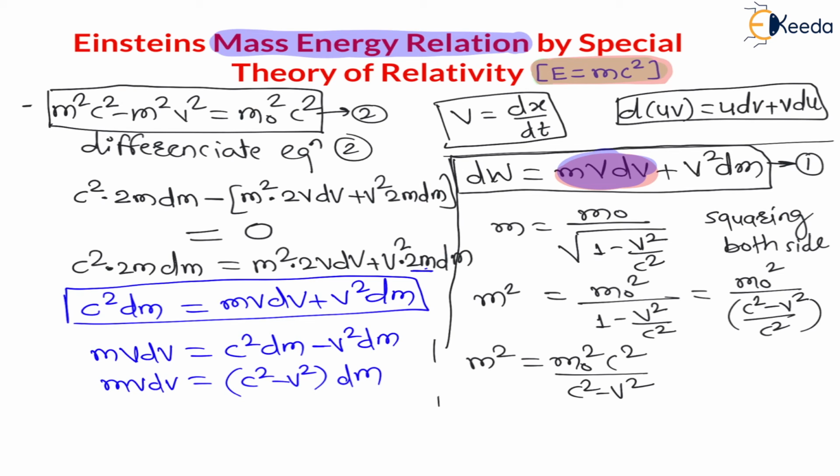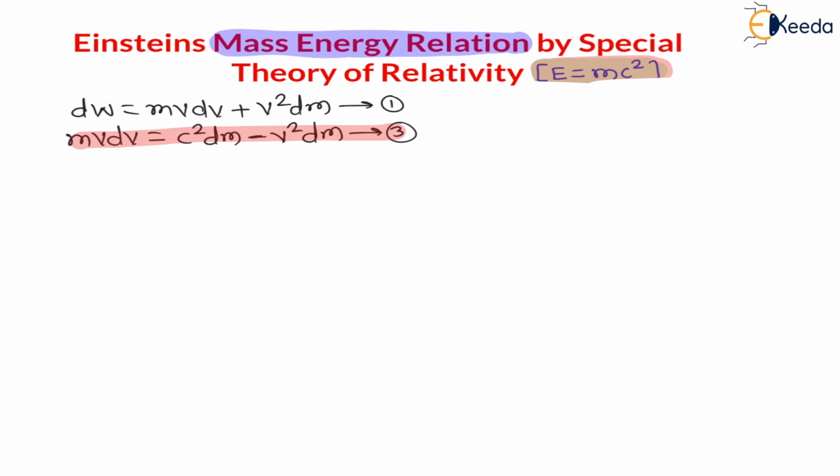So let us put this value. Let us say this is my equation number 3, because equation number 2 we have already written. Let us name this equation as equation number 3 and let us put this 3 in 1. So this is our third equation and we are putting this third equation in the first equation, right? Instead of this mv dv we are going to put the third equation.